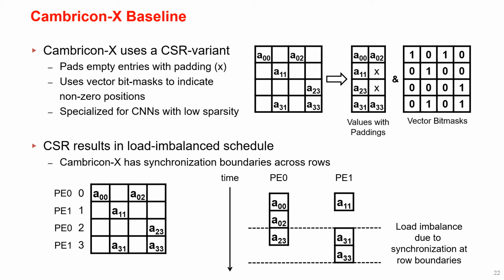For the Cambricon X baseline, we realized that it uses a CSR variant for storing sparse matrices, where empty entries are padded with don't cares, and a vector bit mask is used to identify the location of non-zeros. Thus, the sparse storage format is highly specialized for low sparsity, where the overhead of the bit mask is not significant. Further, the CSR format in Cambricon X results in load imbalance due to strict synchronization boundaries between different rows.